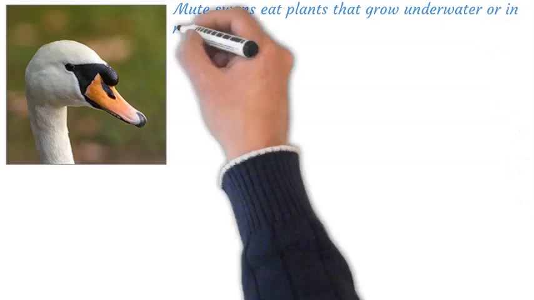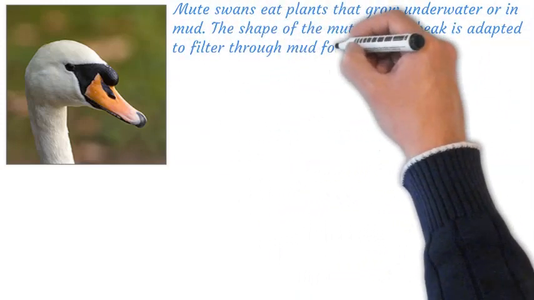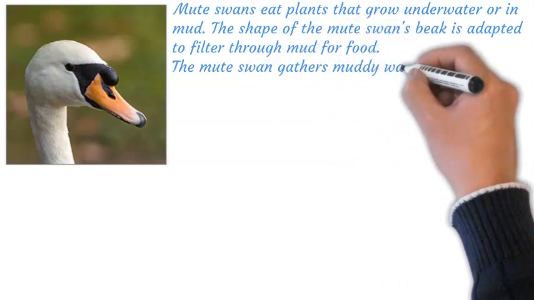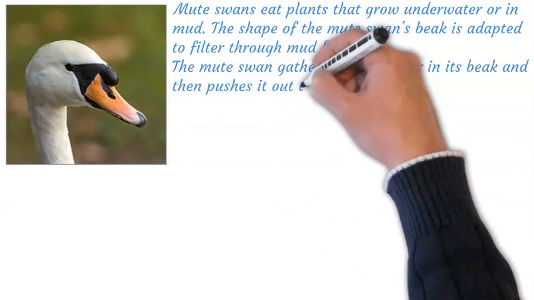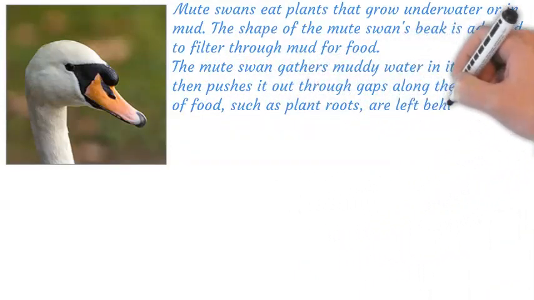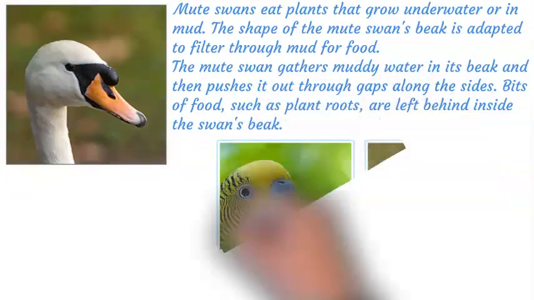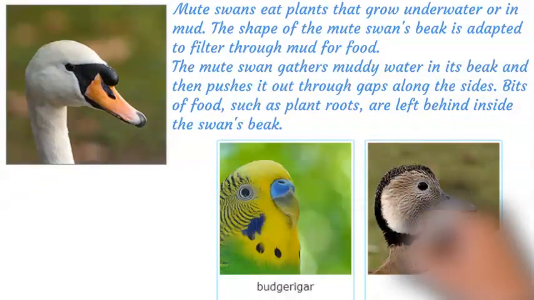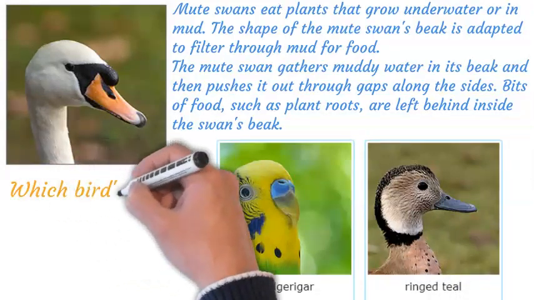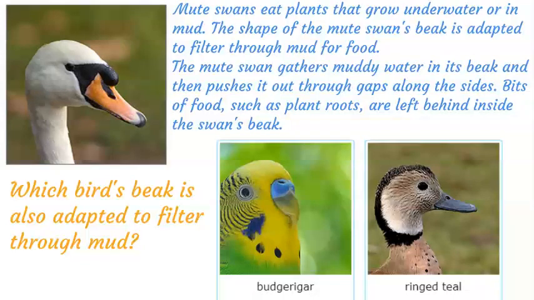Mute swans eat plants that grow underwater or in mud. The shape of the mute swan's beak is adapted to filter through mud for food. The mute swan gathers muddy water in its beak and then pushes it out through gaps along the sides. Bits of food, such as plant roots, are left behind inside the swan's beak. Which of these birds' beaks is also adapted to filter through mud?